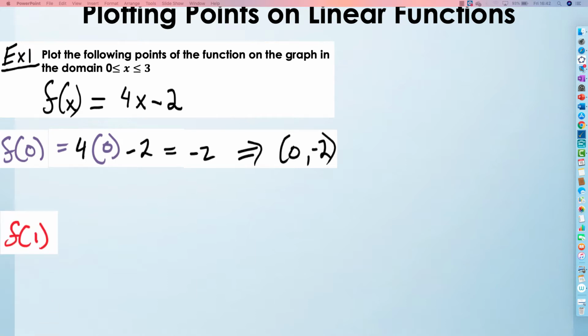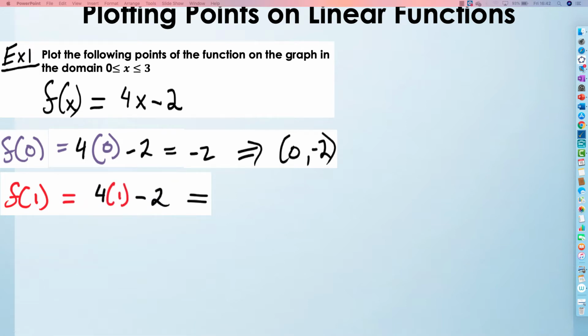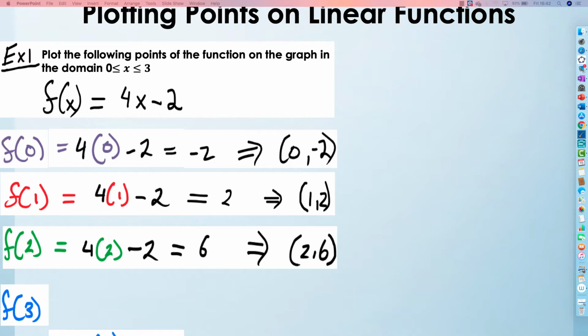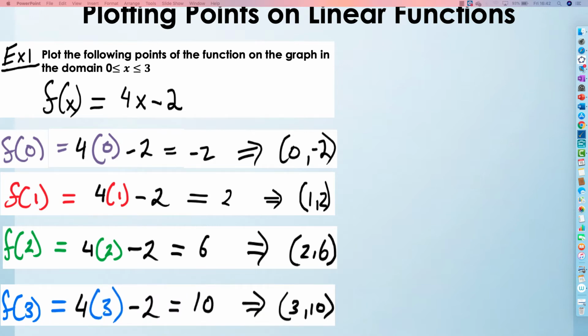We get the function of 1, put it through it. 4 times 1 minus 2 is what you get? 2. So our point is 1, 2. We put 1 in, we got 2 out. Function of 2 is 4 times 2 minus 2, which is 6. So it's 2, and we get 6 out, and the function of 3 is 4 times 3 minus 2, which is 10. So we get 3 and 10.